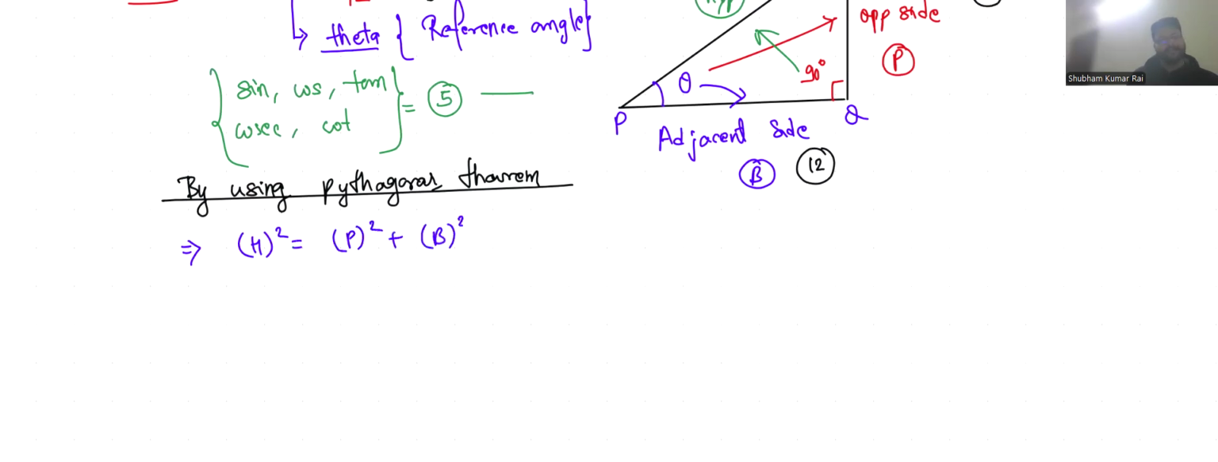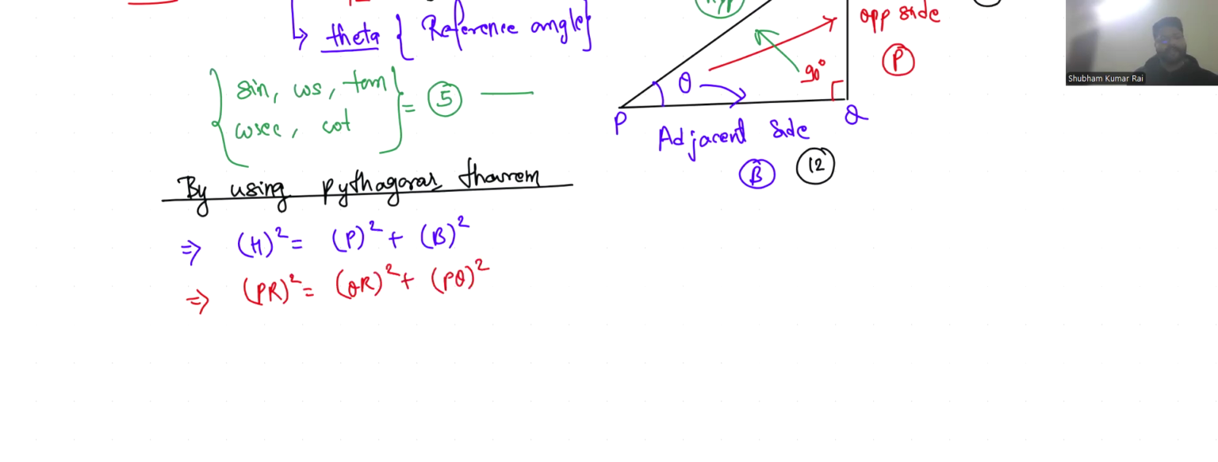Now we will just put the values over here. What is the hypotenuse that we are having? That is PR. What is perpendicular we are having? That is QR. And what is base? That is PQ. Right? Now we will just substitute the values in this.